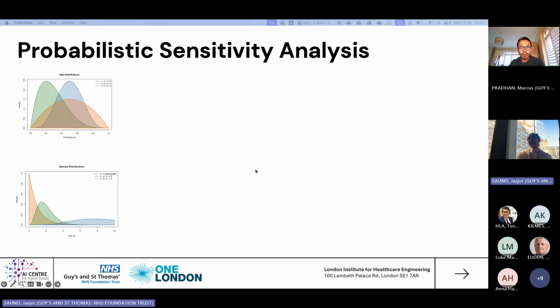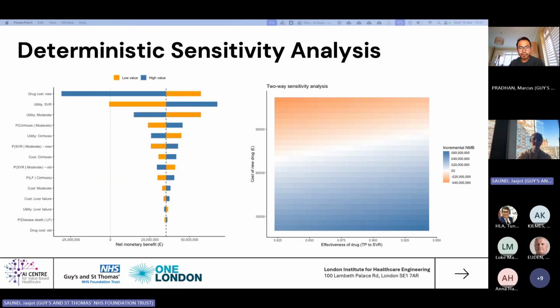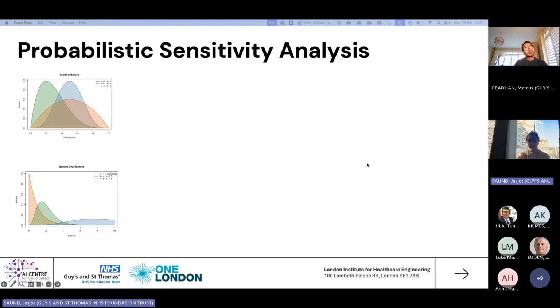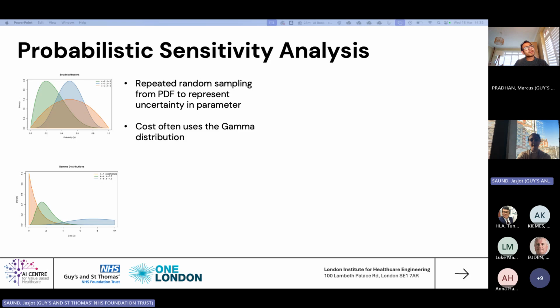But there's also the event in which we had all the parameters varied. So you can see here we did one parameter at a time, two parameters at a time. But what is the probability basically of this intervention being deemed cost effective? So we can do a probabilistic sensitivity analysis. What that involves is repeated random sampling from the probability distribution function of each parameter. So that's to represent the uncertainty in that parameter.